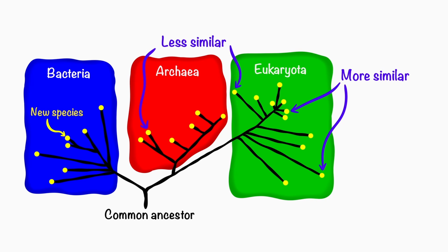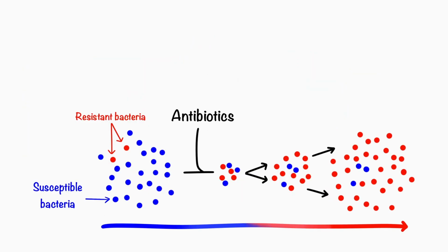We can observe evolution occurring in real time with rapidly reproducing organisms. Bacterial evolution of antibiotic resistance demonstrates natural selection within human timescales. When exposed to antibiotics, susceptible bacteria die, whilst resistant variants survive and multiply, creating resistant populations.